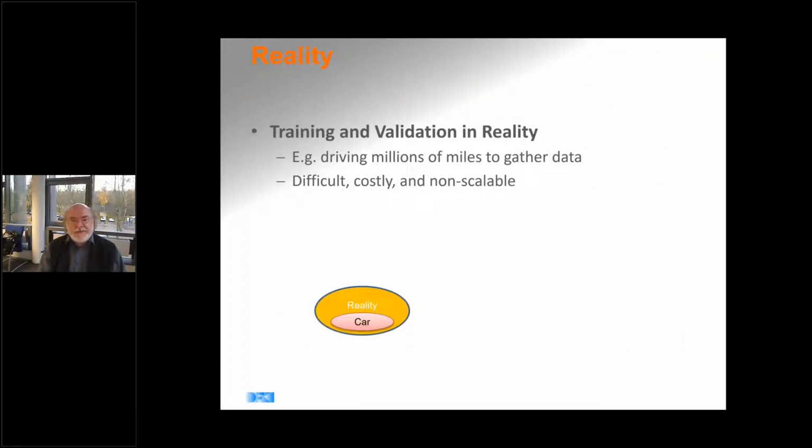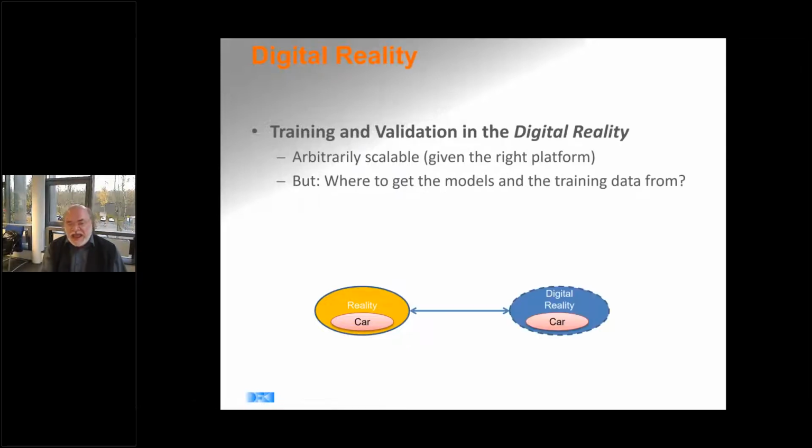So in the past, the car industry has done a lot of work trying to validate cars in reality, but that's difficult, costly, and it doesn't really scale to these corner cases, these critical situations like a kid running in front of a car, because hopefully we want to avoid seeing those accidents in the first place. So the car industry has started to use digital reality, a digital model of reality or simulations of these models, to train their cars.